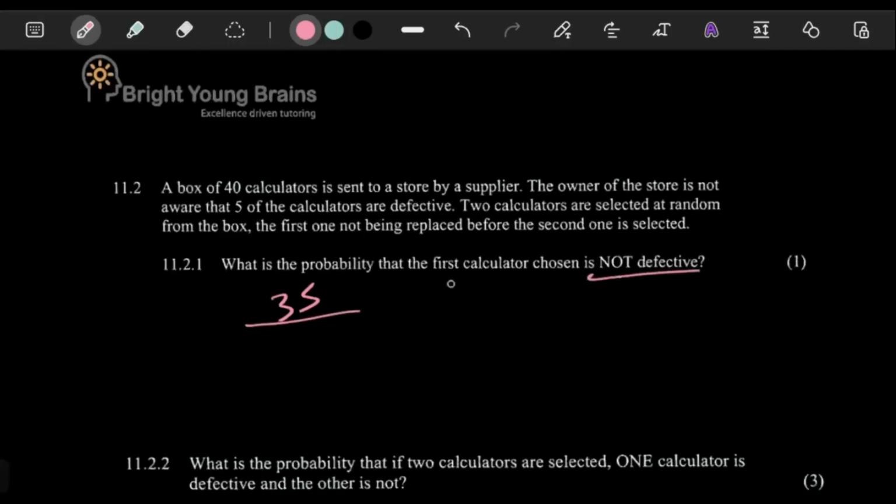So the probability of getting a calculator that is not defective is going to be 35 out of the total, which is 40. So you can simplify this. The highest value that can go into both of them is 5. So 7/8 is your answer. So let's move on here to the next question.